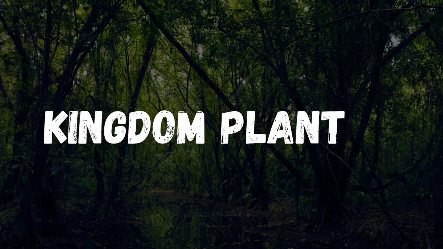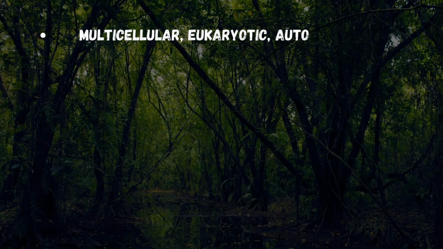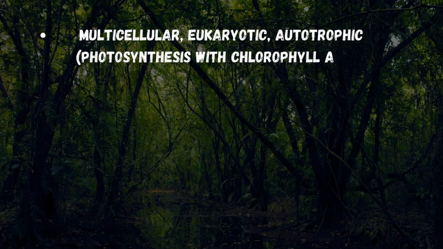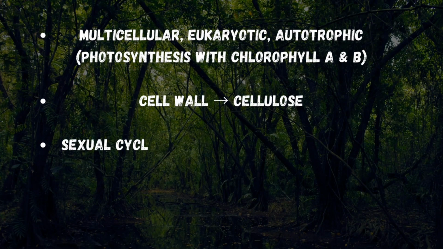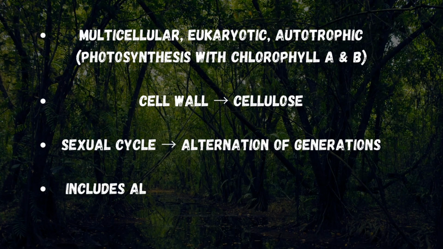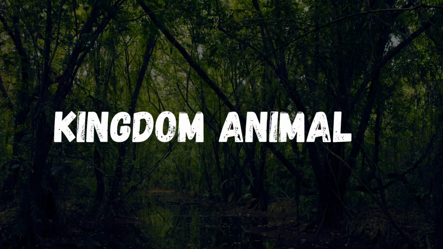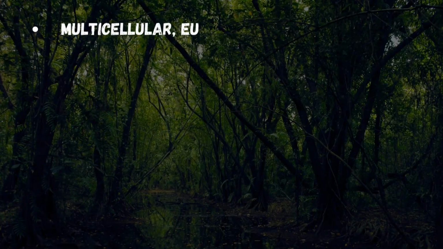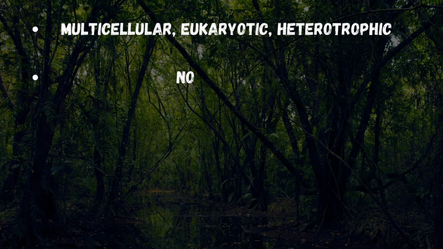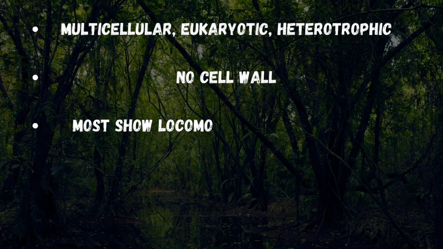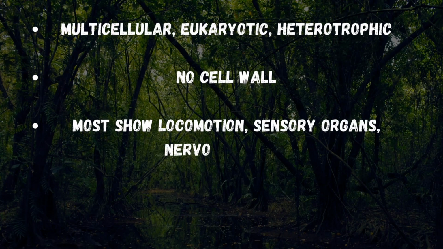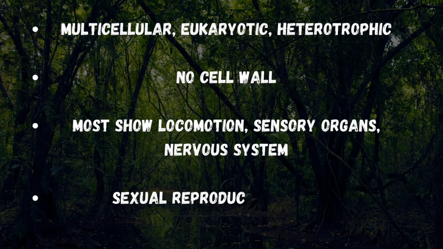Kingdom Plantae. Multicellular, eukaryotic and autotrophic. Have a cellulosic cell wall. The sexual cycle involves alternation of generations. Includes algae, bryophytes, pteridophytes, gymnosperms and angiosperms. Kingdom Animalia. Multicellular, eukaryotic, and heterotrophic. They lack a cell wall. Most show locomotion and possess sensory organs as well as a nervous system.